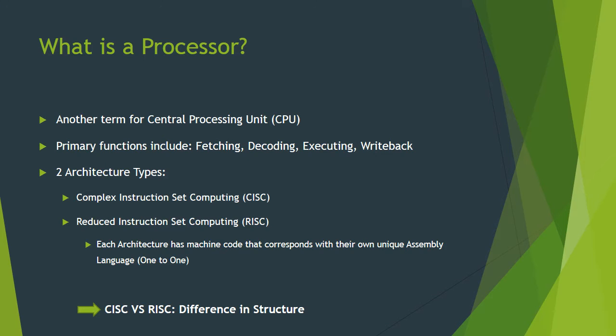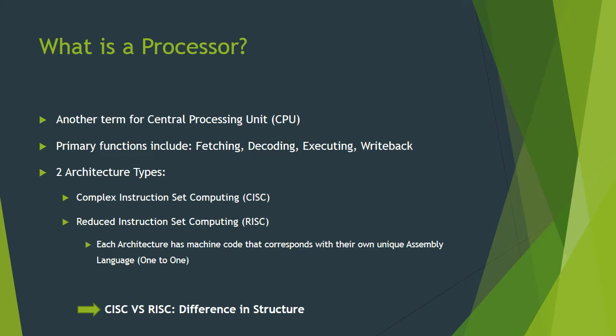In order to understand the differences between CISC and RISC processors, we will cover the basics of what a processor is and what it does. A processor, also known as the Central Processing Unit, or CPU for short, is where most of the calculations are processed. A CPU does four primary tasks: fetching, decoding, executing, and write back.